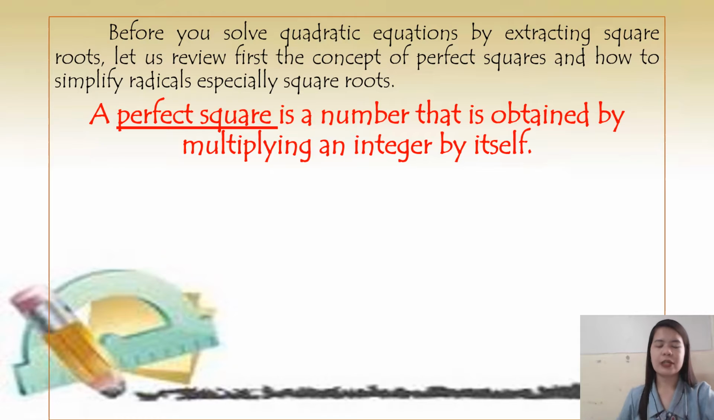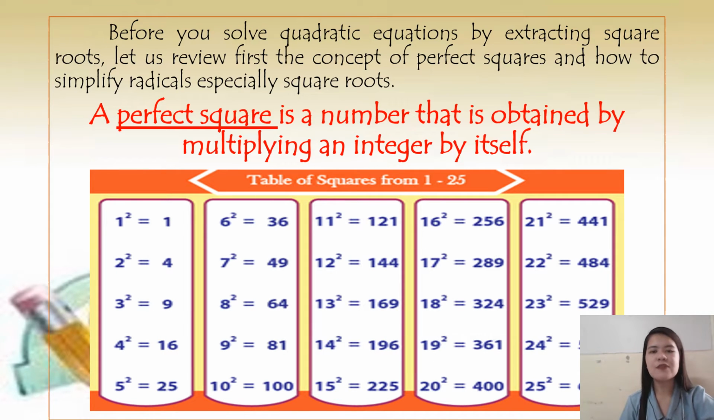What is a perfect square? A perfect square is a number that is obtained by multiplying an integer by itself. Let us have the table of squares from 1 to 25. 1 squared is equal to 1, meaning 1 times 1 is equal to 1. 2 squared is equal to 4. It means 2 times 2 is equal to 4. 3 squared is equal to 9. It means 3 times 3 is equal to 9. 4 squared is equal to 16, meaning 4 times 4 is equal to 16. And 5 squared is equal to 25, meaning 5 times 5 is equal to 25.